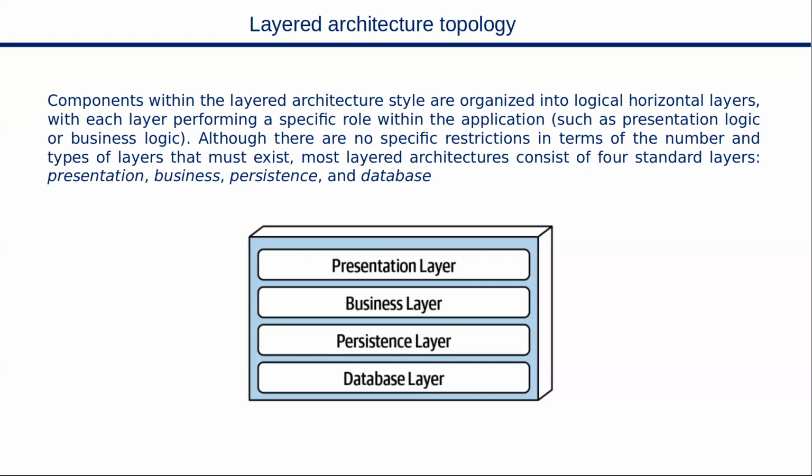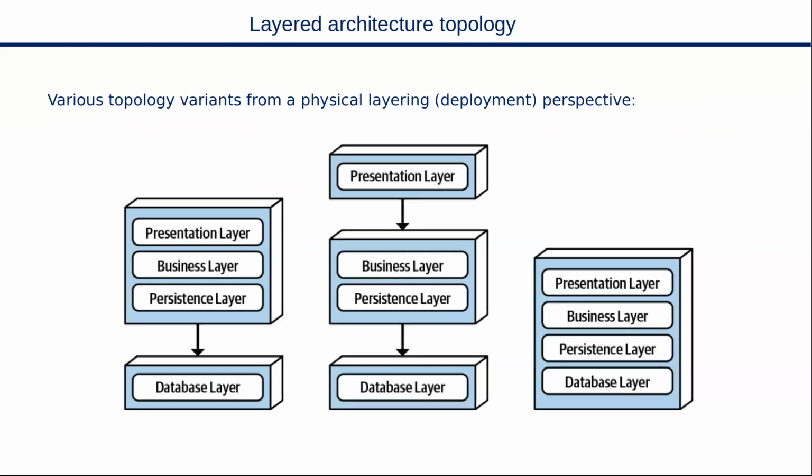Some small applications can have only 3 layers, where, for example, you have a presentation layer, and some logic is put into the persistence layer instead of a business layer. So it can be a different combination. Also, various topology variants from a physical layering or deployment perspective are present here.